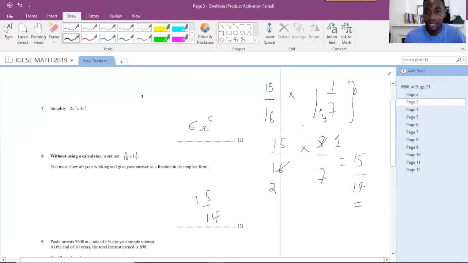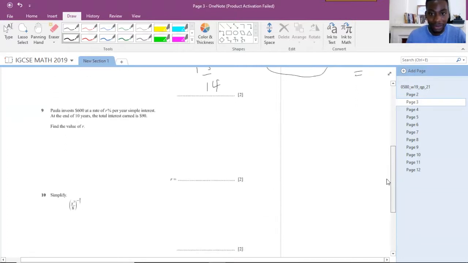The examiner is just mostly interested in this part. Does the student know how to convert a mixed fraction into an improper fraction? Does the student know how to simplify, divide, and multiply? So remember, numerator multiplies by numerator, 15 times 1, 15. Denominator multiplies by denominator, 2 by 7, 14.